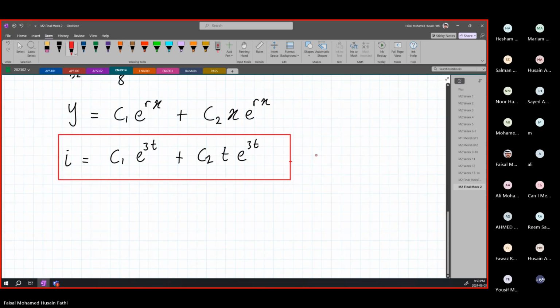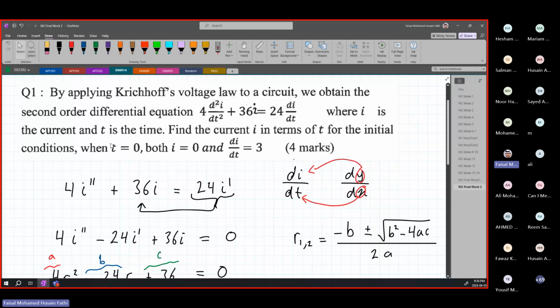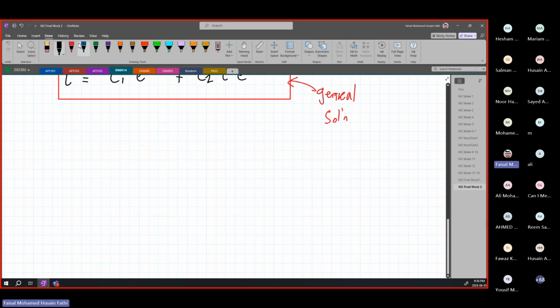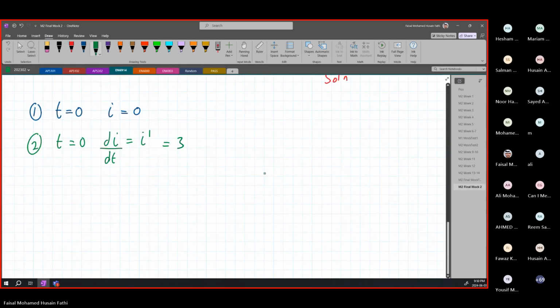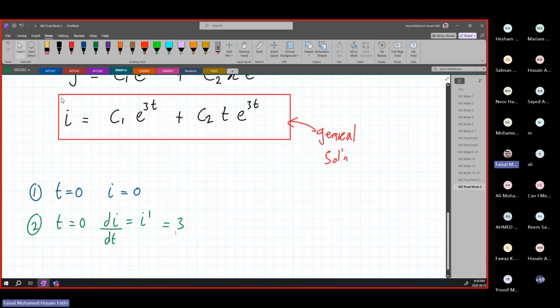Now, we have found our general solution, but the question gave us initial values. It told us that when t is equal to 0, I is equal to 0, and di by dt is equal to 3. So first, when t is equal to 0, I is equal to 0. And second, when t is equal to 0, di by dt, which is also known as I prime, is equal to 3. So what do we do in this case? First, let us substitute for the first case because it is t and I, so we can do that directly.